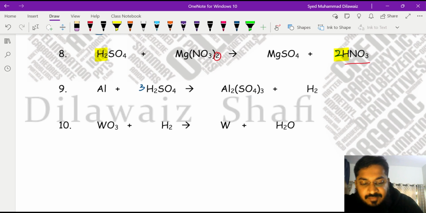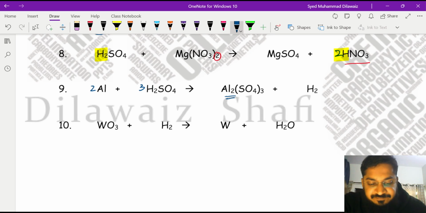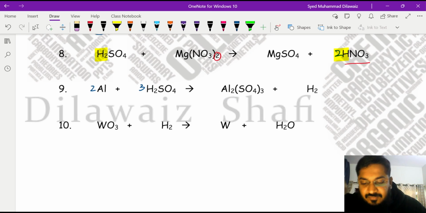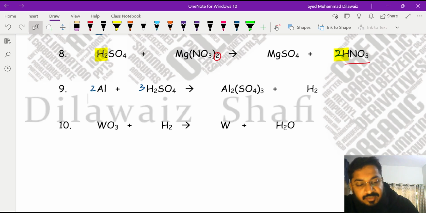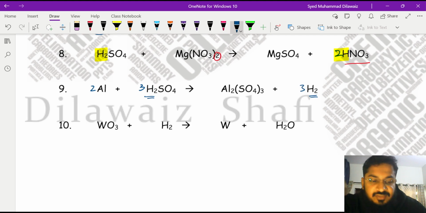Those 3 SO4 units get balanced on the right. What about the aluminum? Aluminum has number 2, so we can put any number along with aluminum because it's not going to bother the other elements. So 2 aluminum on the left, 2 on the right, 3 sulfates on the left, 3 on the right. What about the hydrogen? Hydrogen is 2 on the right and 6 on the left, so we just put 3. That makes it 6 hydrogen on the left side and on the right side as well.